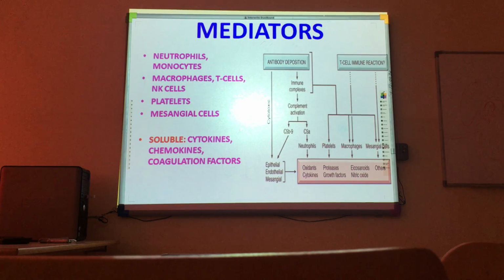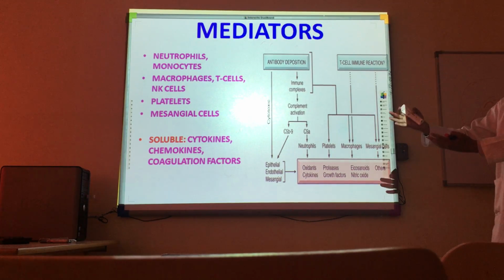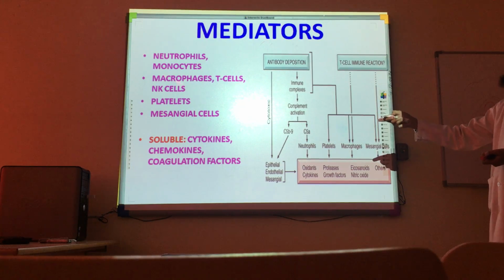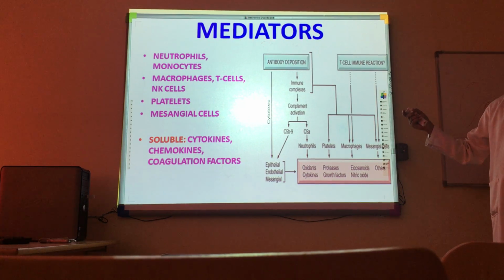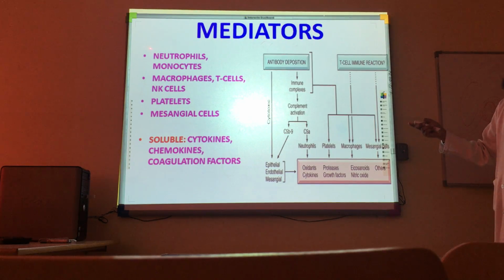Whatever is the reason, antibodies or complexes, they start to activate a lot of inflammatory mediators. If you can recall the inflammation, it could be neutrophils, monocytes, macrophages, T cells, NK cells. What are NK cells? Natural killer cells. It could be platelets, mesangial cells. So any one of them, ultimately the antibody deposition, or if there is a T cell response, they will go through activation of the complement system and can release or damage the epithelium, endothelium, mesangial cells by oxidants. What are the oxidants? Reactive oxygen species, also called free radicals.